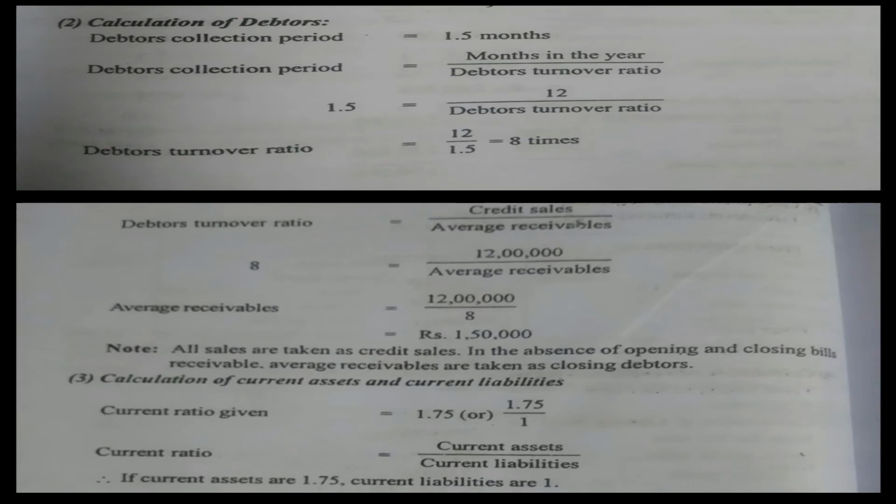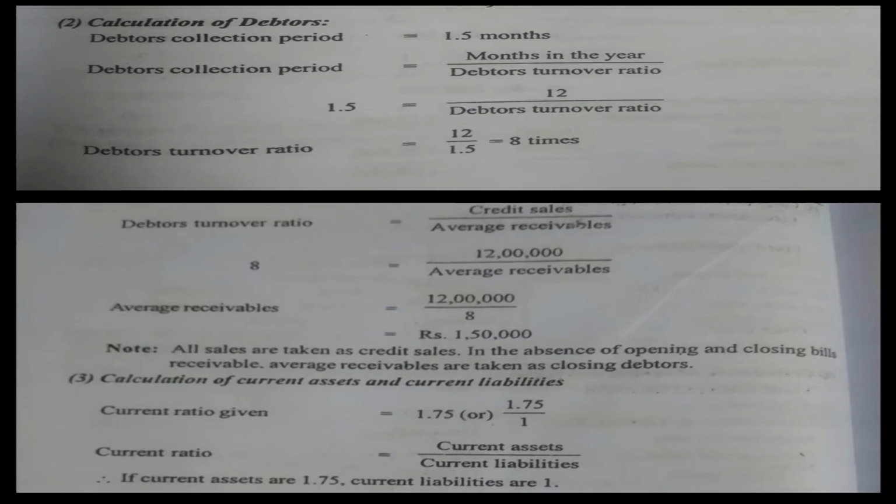Now we are going to see debtors collection period. Debtors collection period is given as 1.5 months. I told you earlier itself: when it is given in months, you'll convert it into times first. Since it is given in months, you'll use only months, not days, in this formula. Normally, we have two choices there. Either you can use month or you can use days. Since it is given in months, we'll use only months. We will not use the days here.